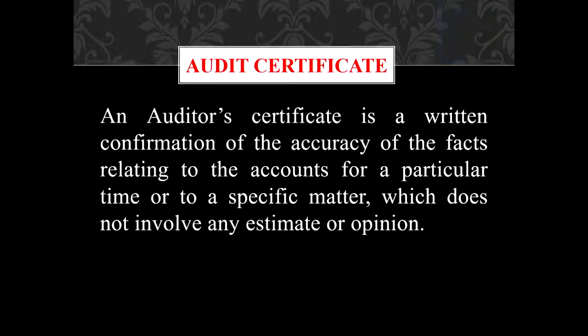Then how are these reports different from an audit certificate, which is also issued by an auditor? An audit certificate is only a written confirmation about the accuracy of the facts and figures of the accounts for a particular time, on a specific matter, which does not involve any estimate or opinion. It is not an opinion, it is not a report, it is only a confirmation about the accuracy of the facts and figures. How is it different?